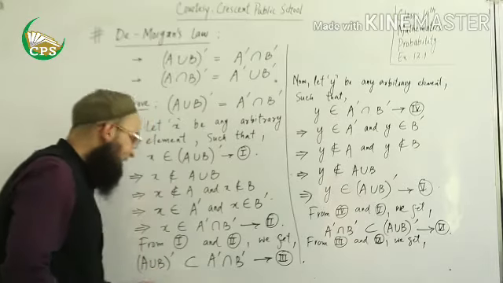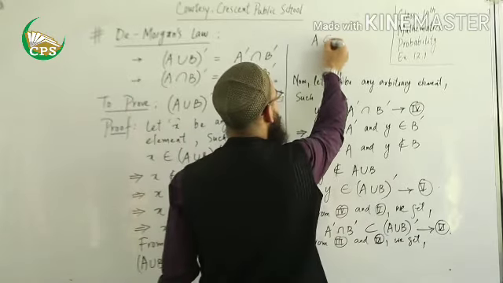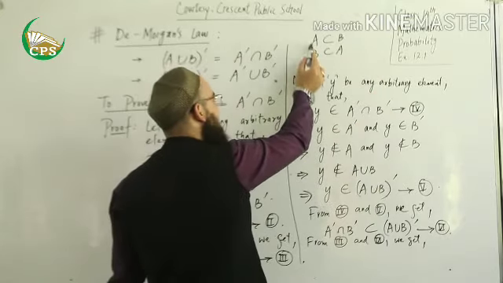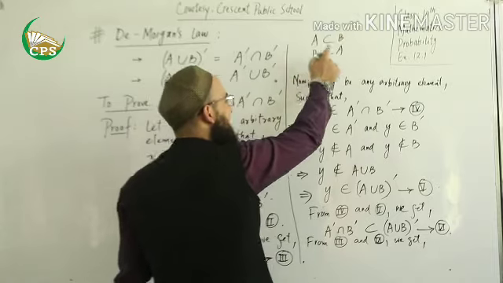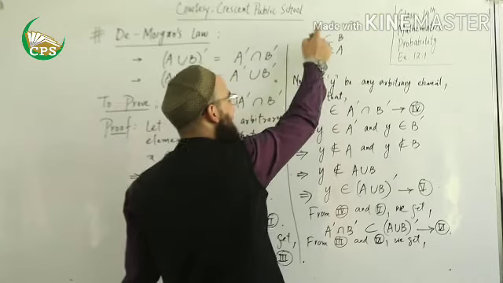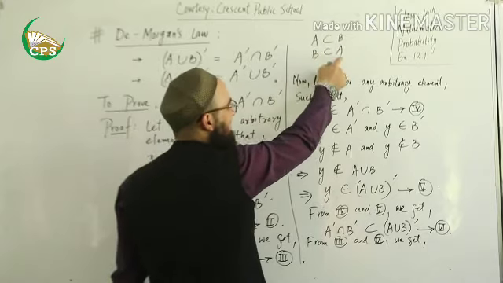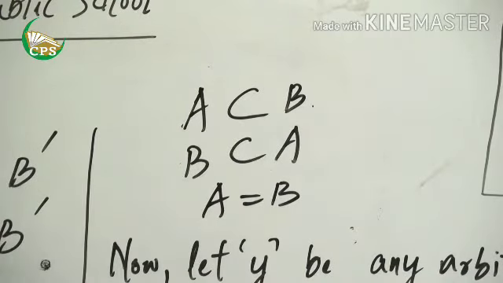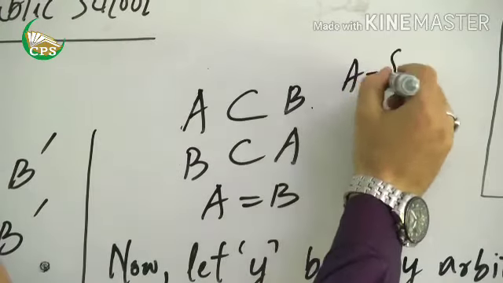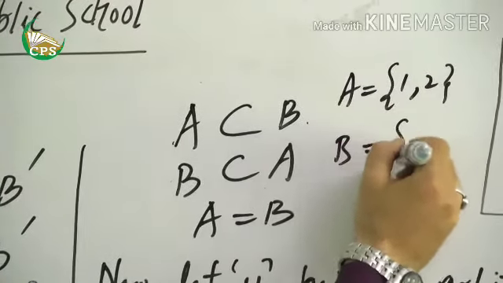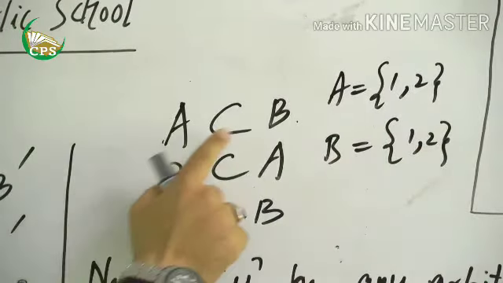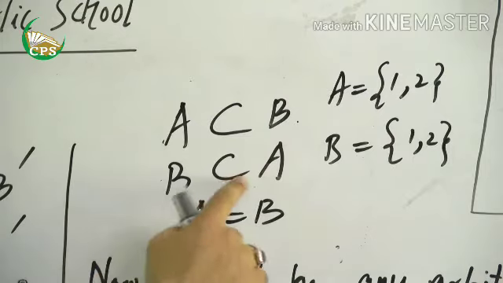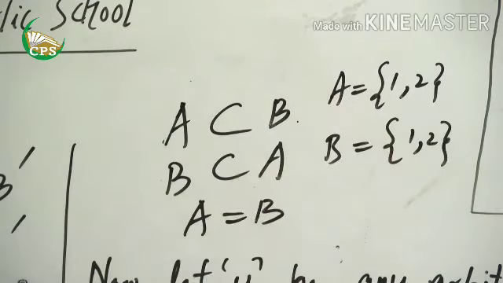Now when I say A is a subset of B and B is a subset of A, what does that mean? That means all the elements of A are contained in B, and all the elements of B are contained in A. That means A is equal to B. Because it's not possible otherwise. For example, A is the set {1, 2} and B is the set {1, 2}. Now A is a subset of B because all the elements of A, 1, 2, are present in B. And all the elements of B are present in A. So that means it is an equal set.